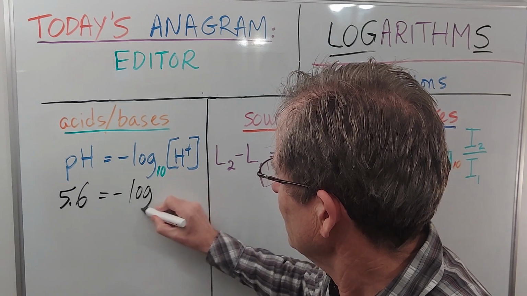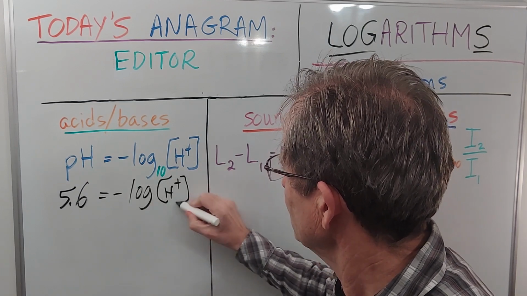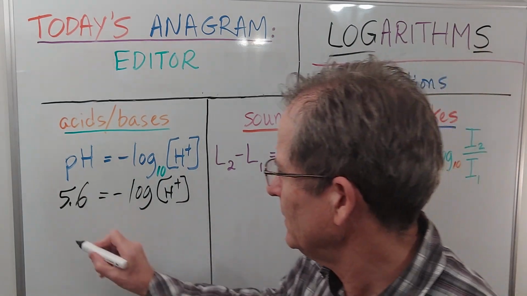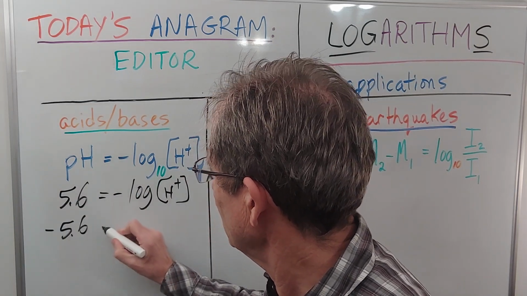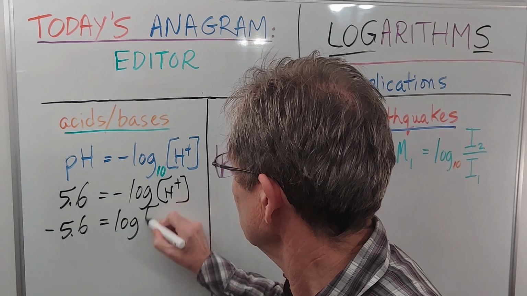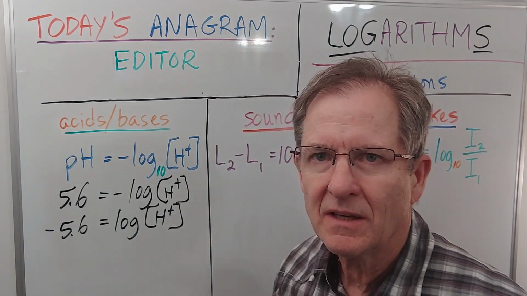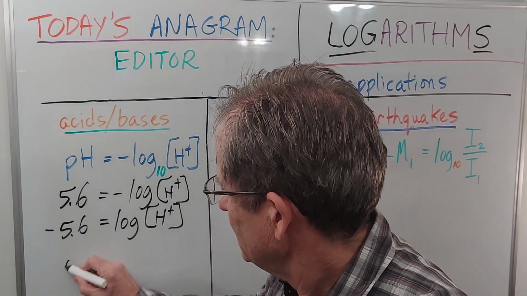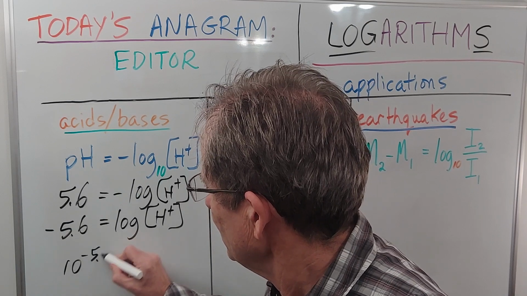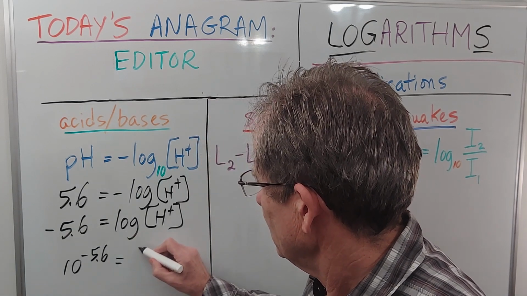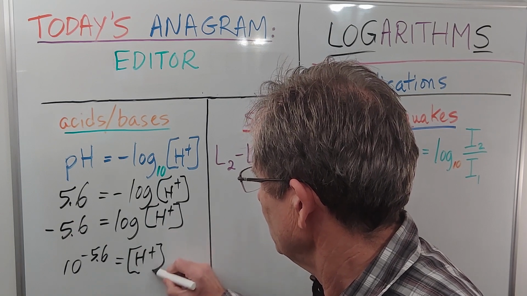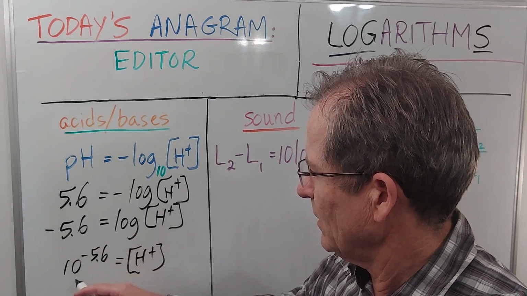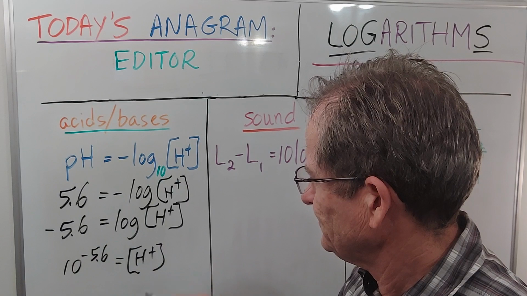That's minus the log of the proton concentration. Before we can solve this equation, we've got to multiply both sides by -1. So I get negative 5.6 equals the log of the proton concentration. And then I can use the definition of a logarithm to get 10 to the negative 5.6 equals the concentration of protons, because negative 5.6 is the exponent to which the base of the log, which is 10, must be raised to give that number.